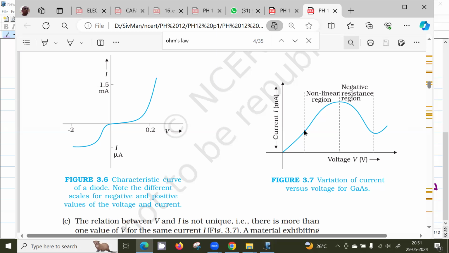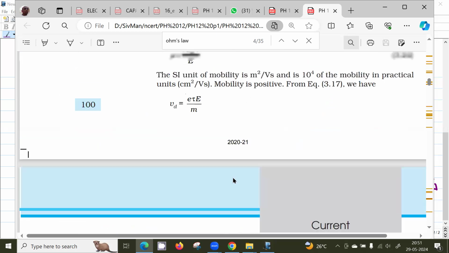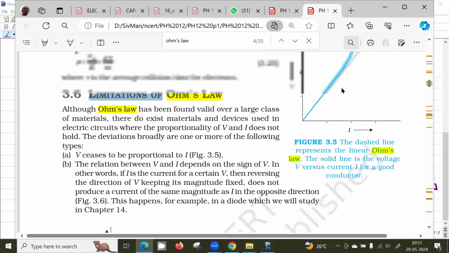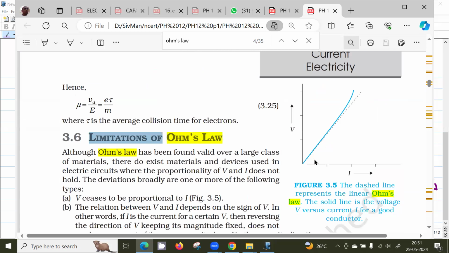And there's a nonlinear region because it's not a straight line, it's a curve. This part is linear, a straight line. As voltage increases, current increases as a straight line. But here it increases, not as a straight line, but as a curve. And after this, saturation. This is part of the limitations of Ohm's law. Ohm's law states that V is proportional to I, but even in a general conductor there will be small deviation. As voltage increases, the current will not increase that much. After some time, there will be saturation.